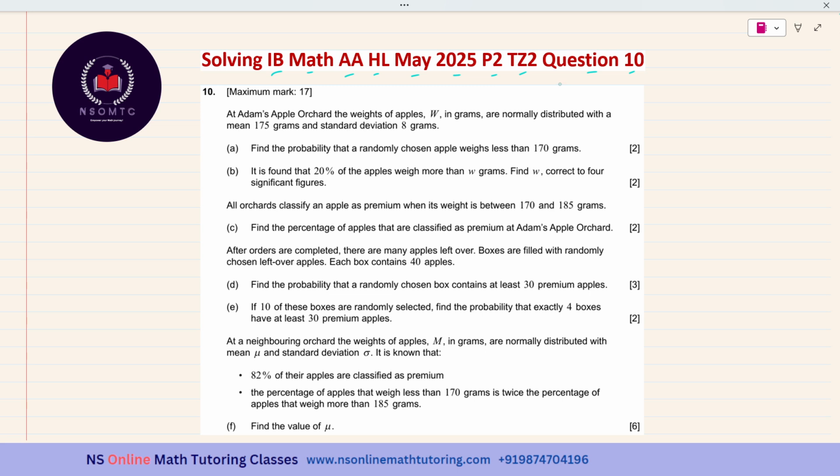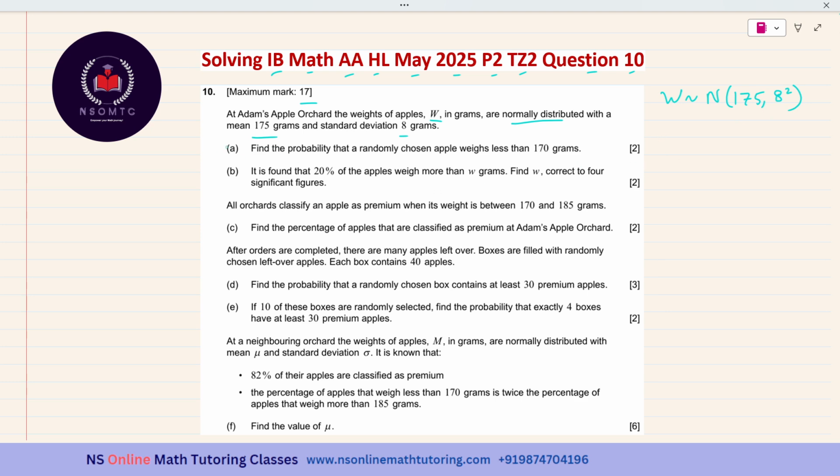So without any further delay, let us start to solve question number 10. The maximum mark is 17. Adam's apple orchard. The weights of apples W in grams are normally distributed with a mean of 175 grams and a standard deviation of 8 grams. So W is a normal distribution variable with mean 175 grams and standard deviation 8 grams. So the variance is 8 squared, or 64 grams squared.